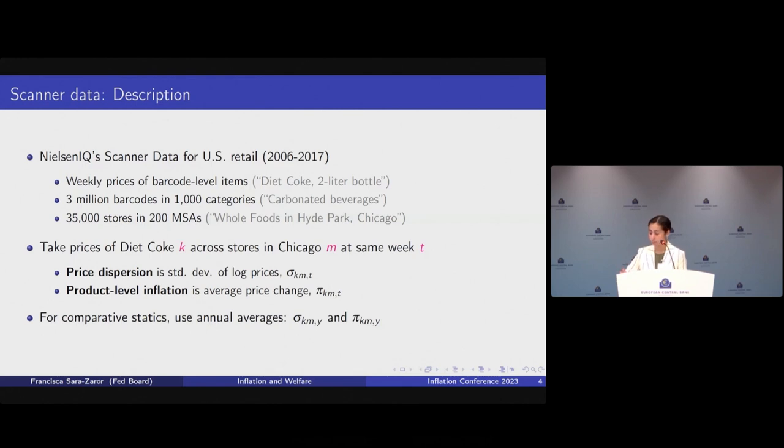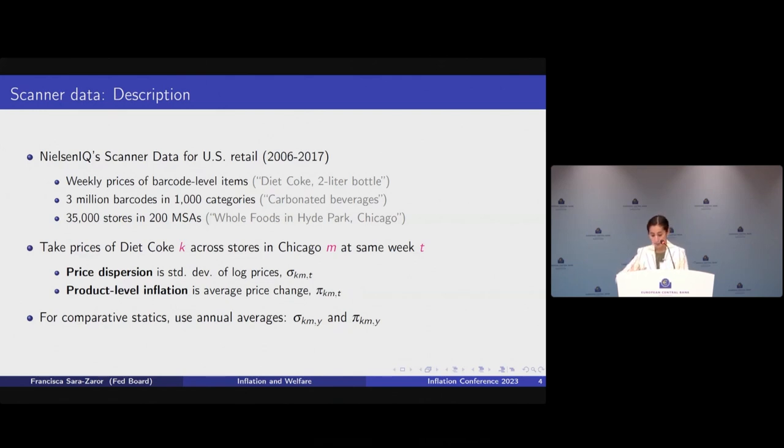So just to pin down ideas, what I am going to do is to take the prices of Diet Coke, which is going to be the item indexed by K, across all the stores in Chicago, which is going to be the metropolitan statistical area indexed by M, at a particular week indexed by T. So I will take the set of stores selling the exact same item at the same date. And within this set of stores, I am going to compute price dispersion as the standard deviation of the log prices, and I am going to denote this by sigma sub KMT. And then within the same set, I am going to compute the average price change, which I am going to call product level inflation. And this will be denoted by PKMT.